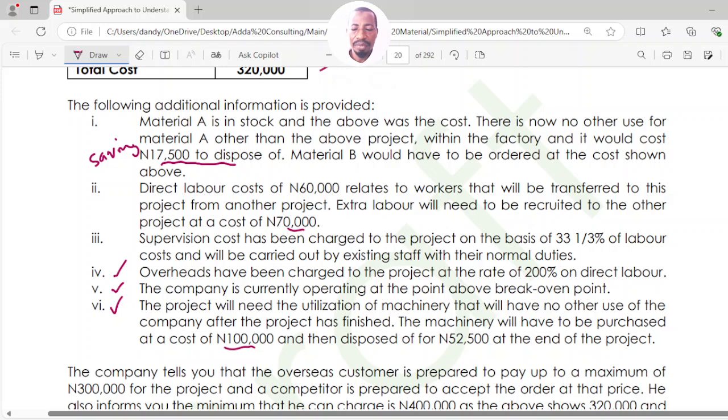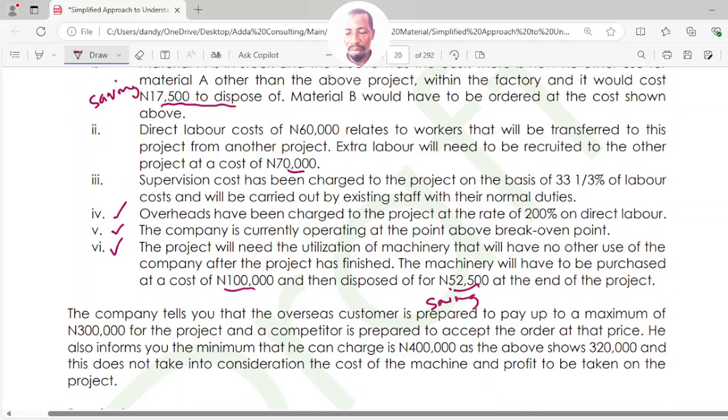52,500 is a saving to the organization. Therefore, what then is the relevant cost for the machinery? Relevant cost will be the difference between the cost of purchasing the machinery and the disposal value. That is 100,000 naira minus 52,500. That's 47,500. That 47,500 is the actual cost incurred on the machinery.